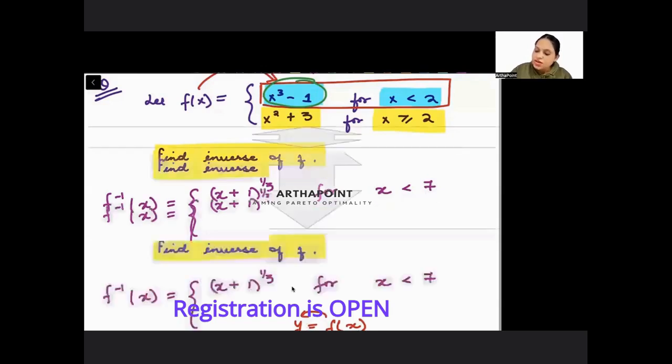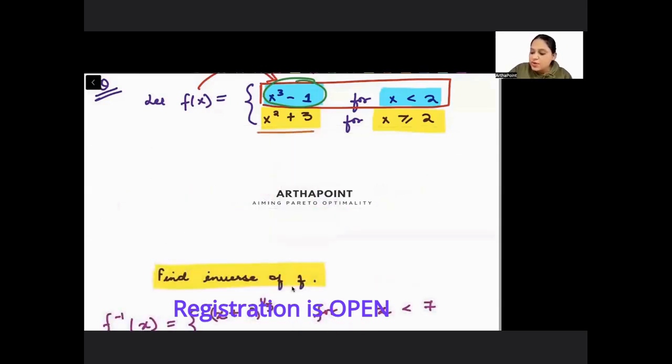Similarly, what's the other thing that you're given, beta? You're given x square plus 3 for all x greater than or equal to 2. So y is equal to x square plus 3. x is equal to y minus 3 to the power 1 by 2, under root. Now, जब भी हम under root लेते हैं, so we always say like this.